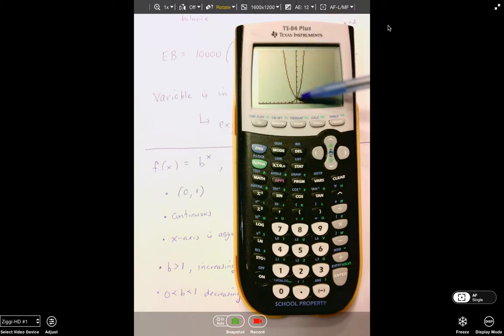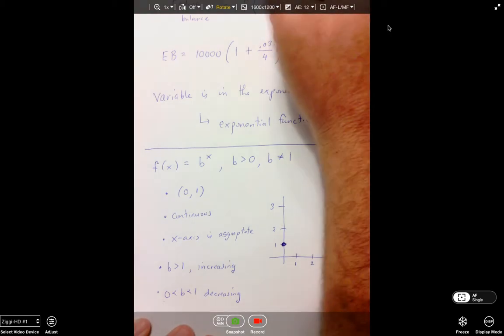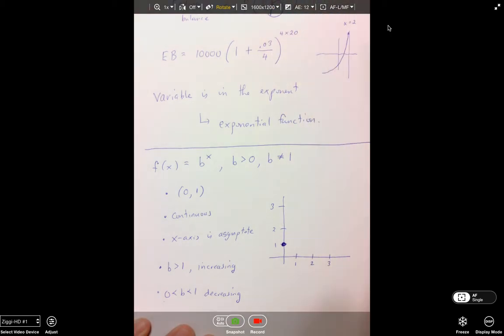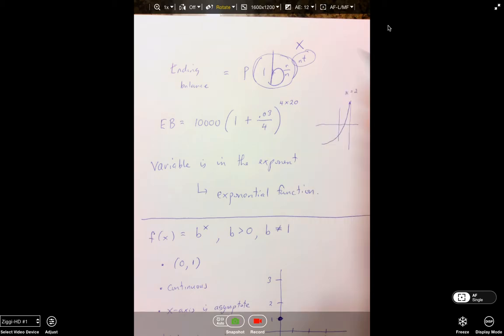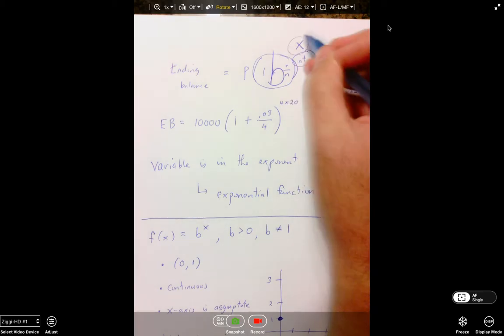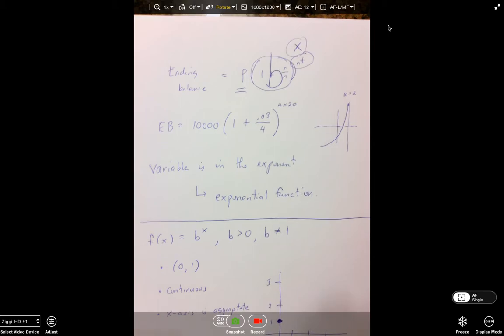And this function decreases, and it gets closer and closer to the x-axis as x gets larger. So whether this is increasing or decreasing depends on the b value that we have. Now, the kinds of functions I want you to look at: this is my b raised to the x power up here. This whole thing just turns out to be our b, and this nt turns out to be our x. But notice we have a value in front, which is P, which leads me into another form of exponential functions.